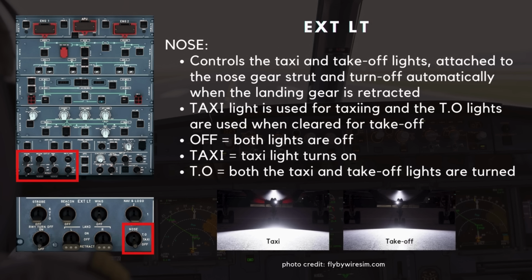The nose switch controls the taxi and takeoff lights. These 2 lights are attached to the nose gear strut and turn off automatically when the landing gear is retracted. As the name suggests, the taxi light is used for taxiing, and the takeoff lights are used when cleared for takeoff. In the off position, both lights are off. In the taxi position, the taxi light turns on. In the takeoff position, both the taxi and takeoff lights are turned on.